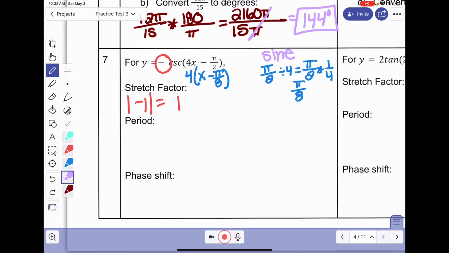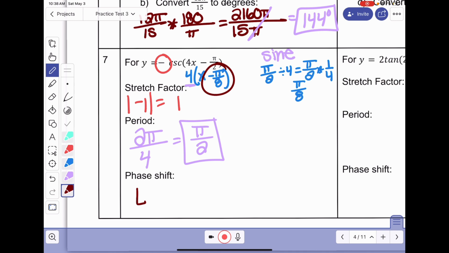Now to find our period, the period of sine is 2 pi, and we need to divide by 4, because that's the number we just took out, which reduces to pi over 2. So that's our new period. And then the phase shift is that number we just found. The negative tells us to go right, and we're going to go right pi over 8.